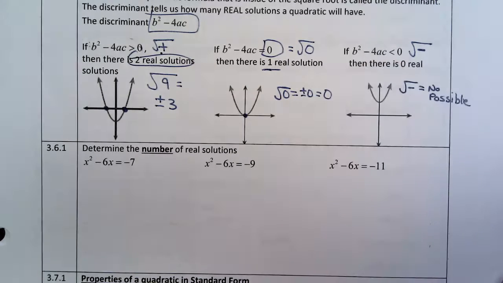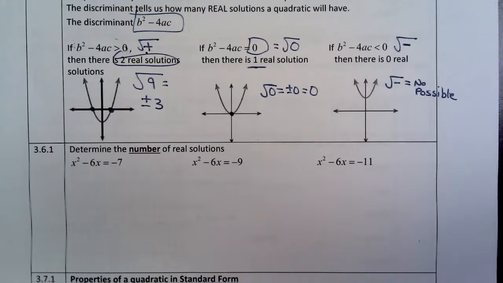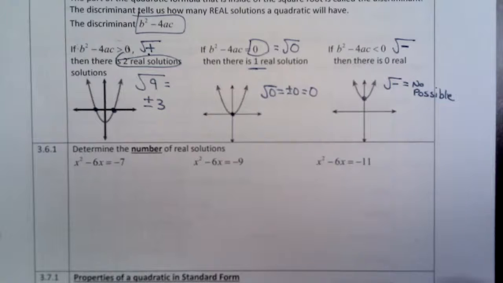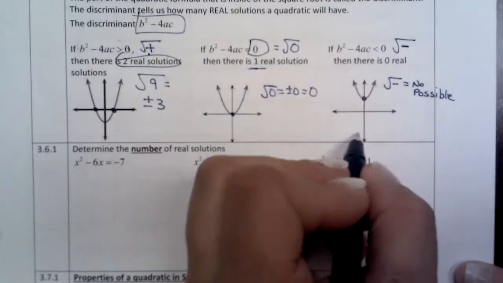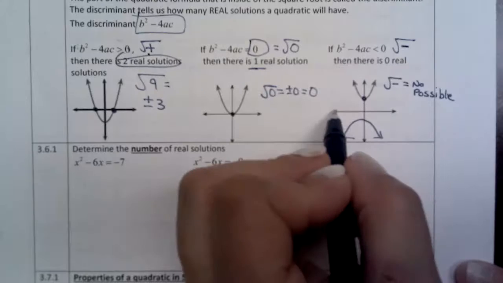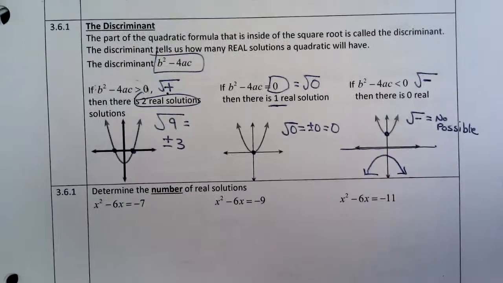Not possible for you guys right now, and even when it is possible, it's not a real solution. It's called an imaginary number. So that means this thing is not touching the x-axis at all. It's either starting way up here and going up, or it's starting way down here and going down. It is never touching the x-axis. So you don't actually have to remember another formula.